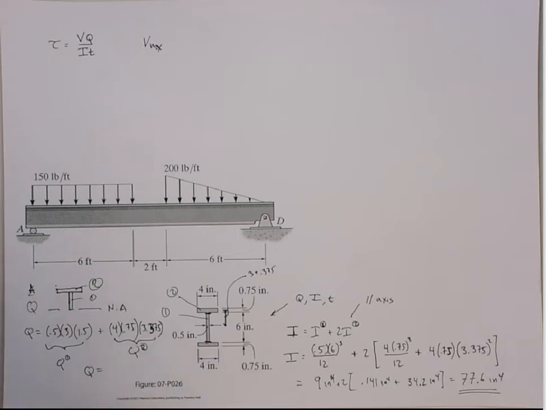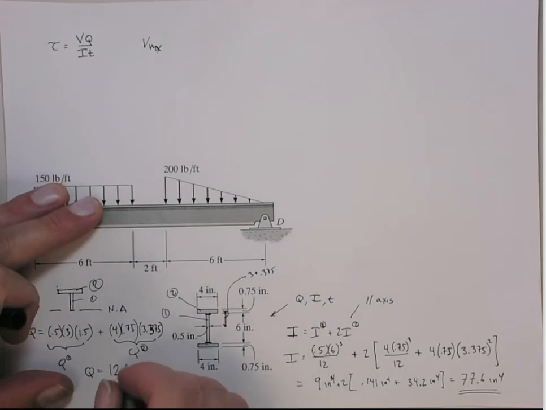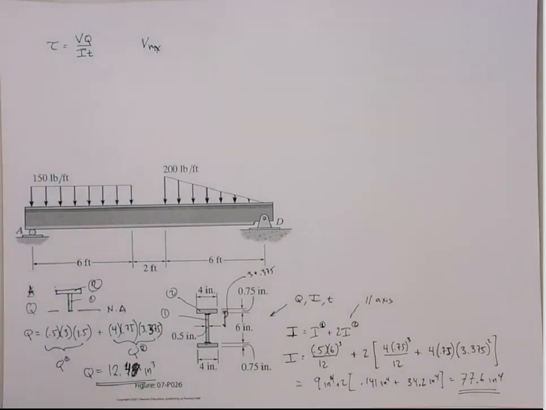This is 10.125. And so the total is 12.38. Well, actually, I'm doing 3 centimeters, so I should do 12.4. That's inches cubed. All right. So now we've got the I and the Q for those sections.